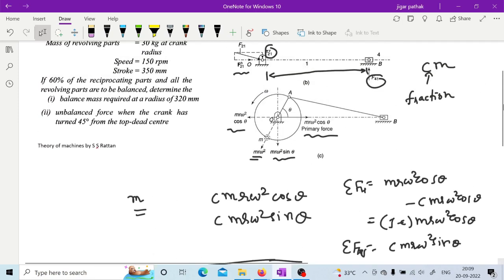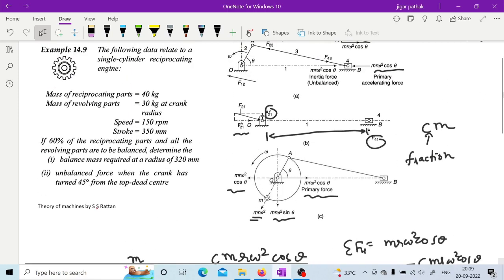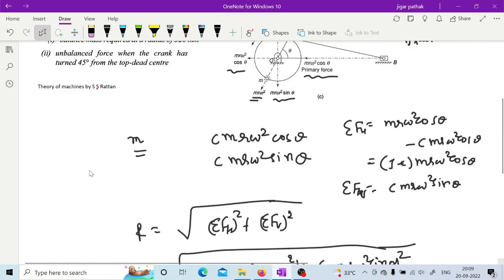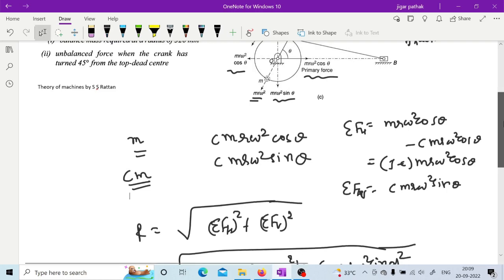Basically, if you are also having a revolving unbalanced mass, then you have to add it to the cm we have balanced here. In place of m, we have only provided cm. But if you are having a revolving part also, then you have to add that revolving mass also. That we will see when we solve the above given problem. Let us see that problem.